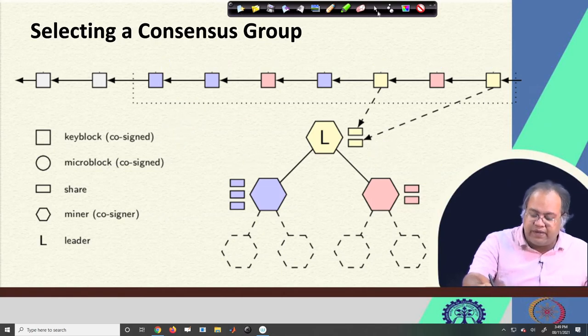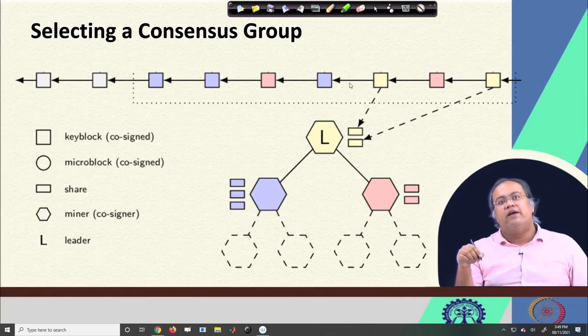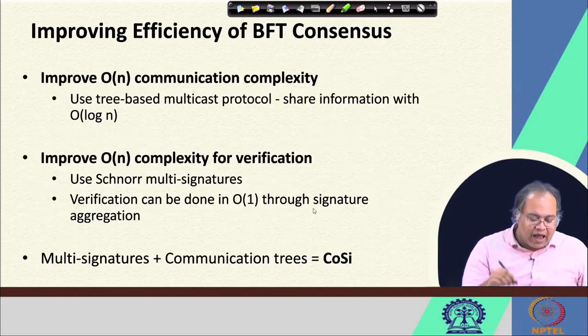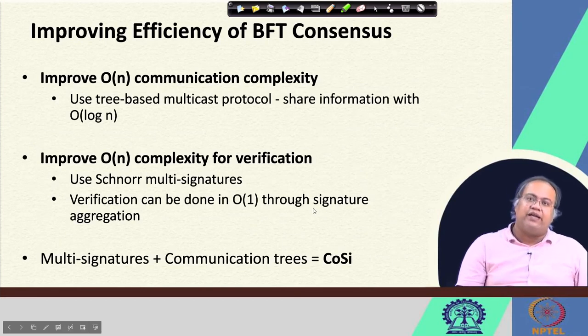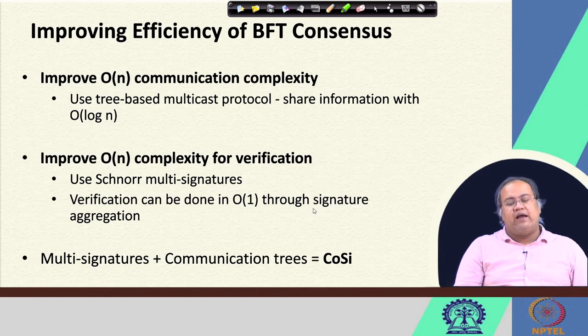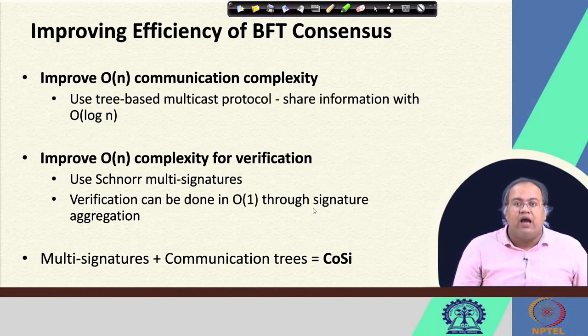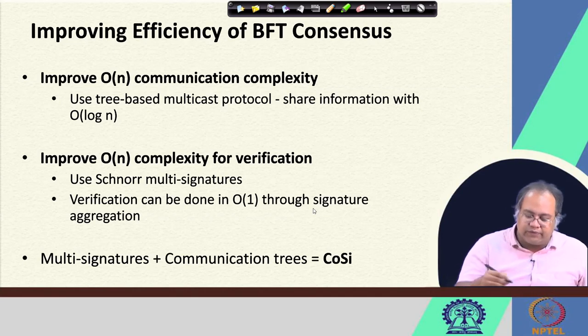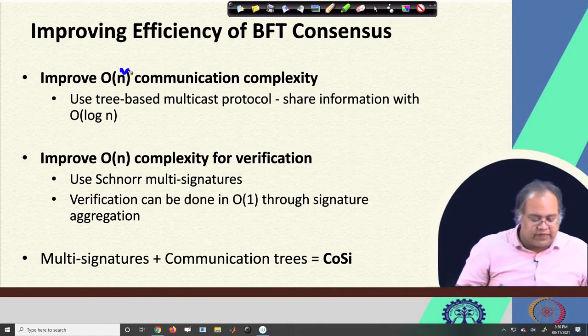So, this is the core idea behind Byzcoin, where we are combining proof of work along with PBFT, and here we see that this idea of combining proof of work with PBFT actually improves the efficiency of BFT consensus with the help of COSI. Well, so we improve the O of n communication complexity, because we are using a tree based multicast protocol. So, we can use O of log n right now. Earlier we had O of n square communication complexity.